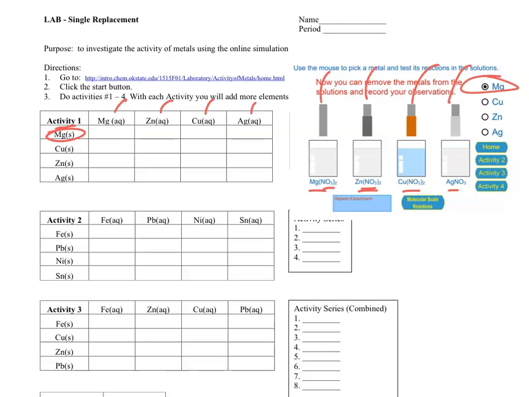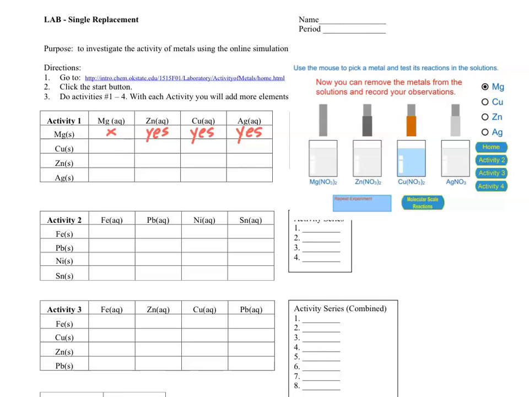Now, in the first beaker, nothing happened. So we're going to write, let's put an X there, meaning that no reaction happened. And then in the second, third, and fourth one, something did happen. So we're going to say yes. What does this mean? That means that magnesium does not do anything when you put it into magnesium nitrate. But it does react when you put the magnesium into zinc, copper, or silver nitrate. So that's data for the first row.